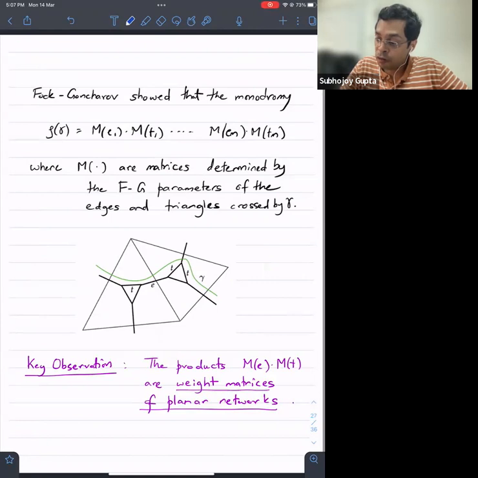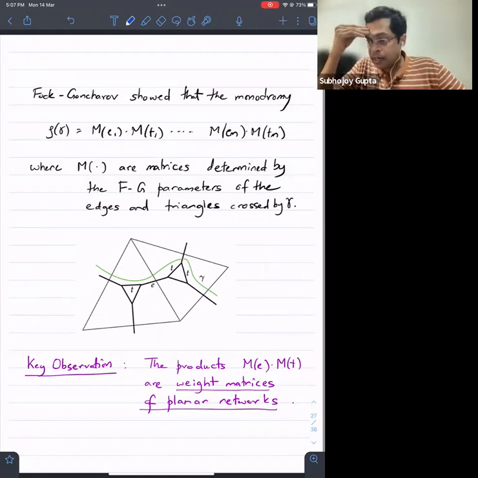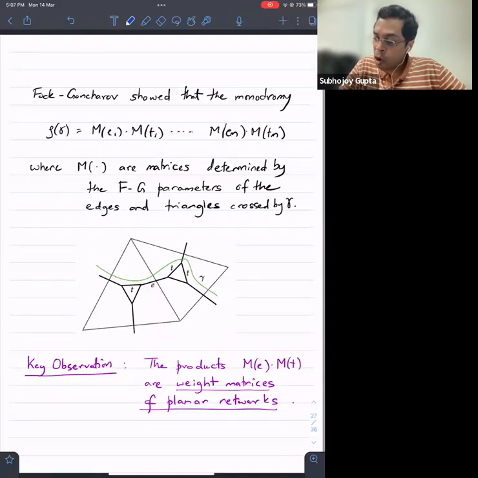And Fock and Goncharov showed that in fact, this monodromy of loops, you can compute as a product of matrices that are determined by the Fock-Goncharov parameters of the edges and triangles, ideal triangles that are crossed by a lift of the loop in the universal cover. Okay, and so the key observation was the fact that these matrices are of a very special form.